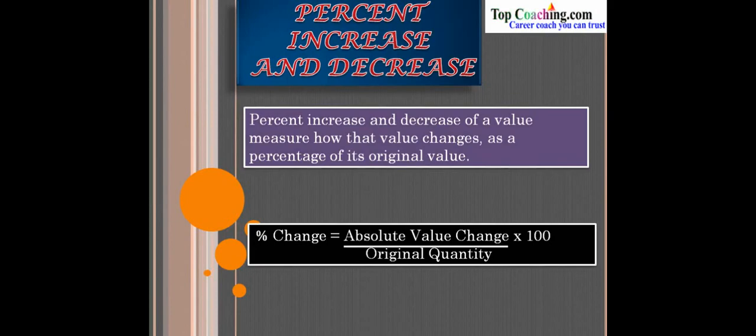So percentage change is equal to absolute value change divided by the original quantity into 100. Now this percentage change could be a percentage increase or a percentage decrease. If the case is percentage increase, then absolute value change would be actually the increment that has taken place over the original value, divided by the original value into 100. And if we are trying to find out the percentage decrease, then this would be equal to decrease divided by the original quantity. The important thing is that the base should be the original quantity.